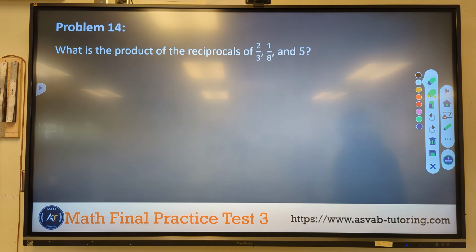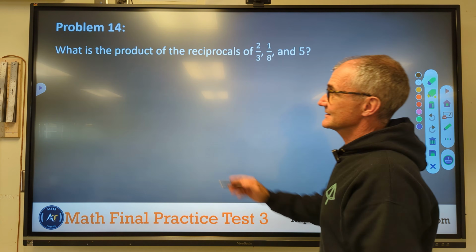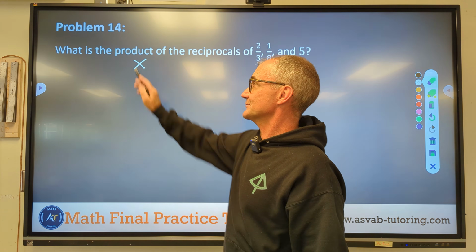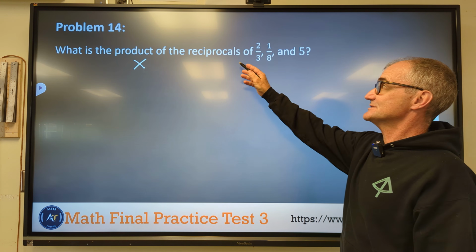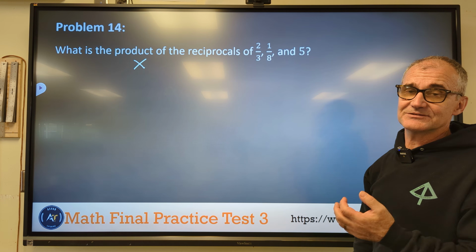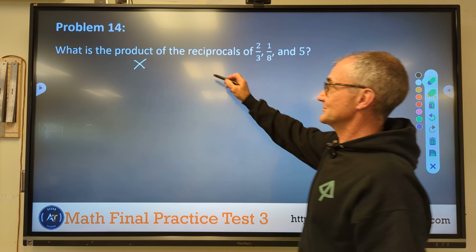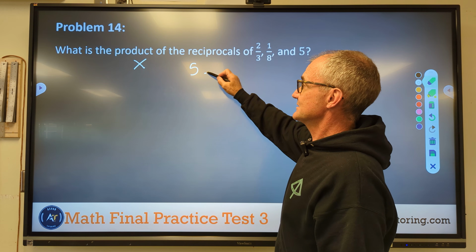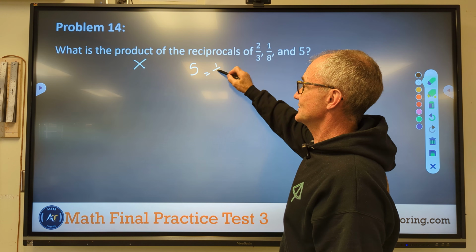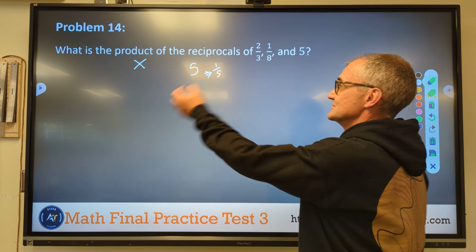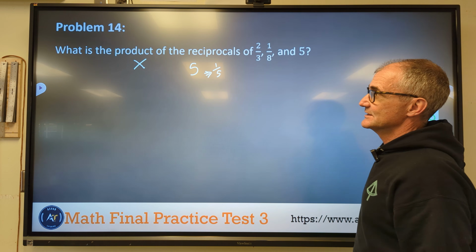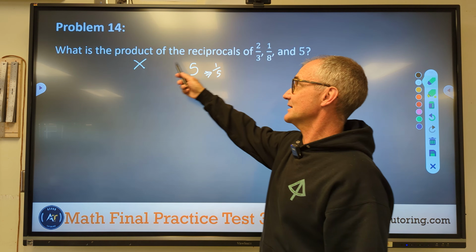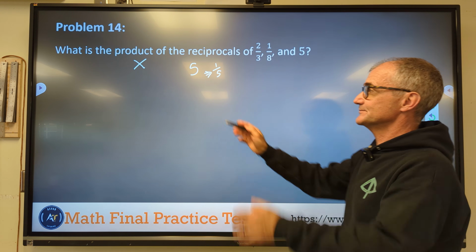Problem number 14, what is the product? So you need to know what that word means. Product means multiply of the reciprocals of these numbers. This is really kind of a vocabulary problem. Reciprocal means if you have the number 5, you flip it over to make it, the reciprocal of 5 is 1/5. So the way you reciprocate a number is you flip it over. So you have to know what the word product means, multiply, and reciprocal means flip it over.